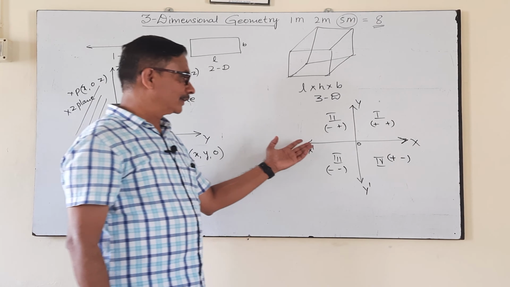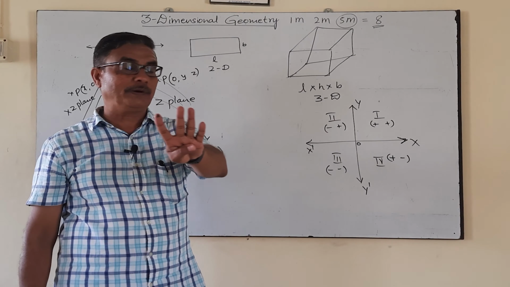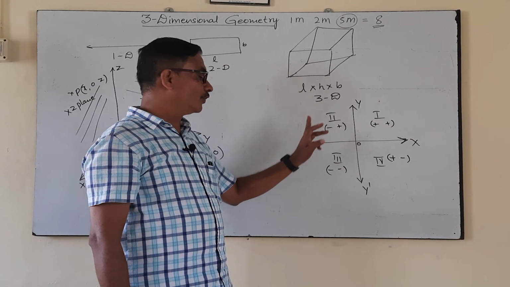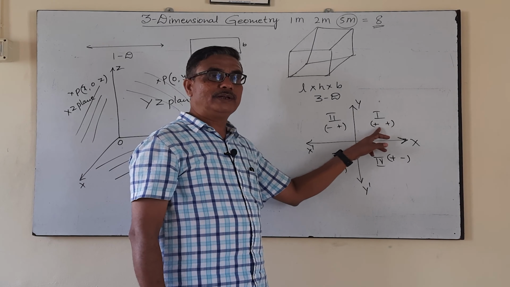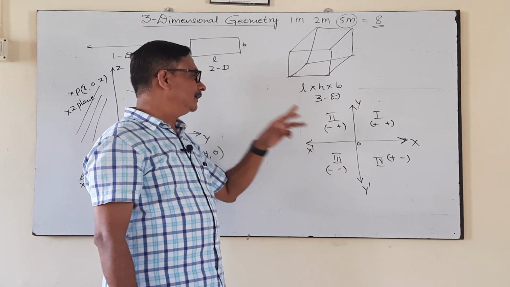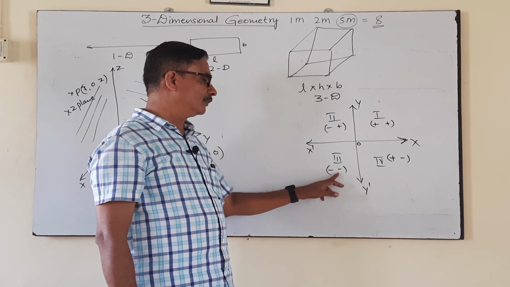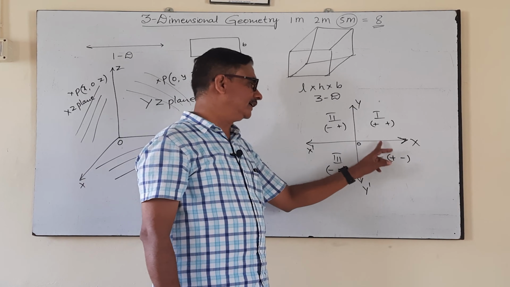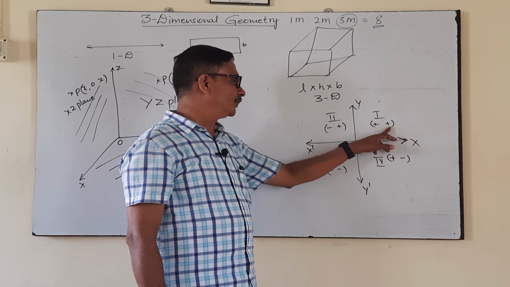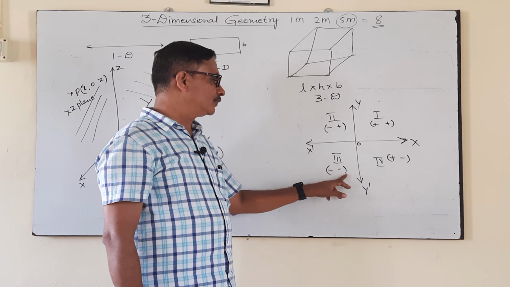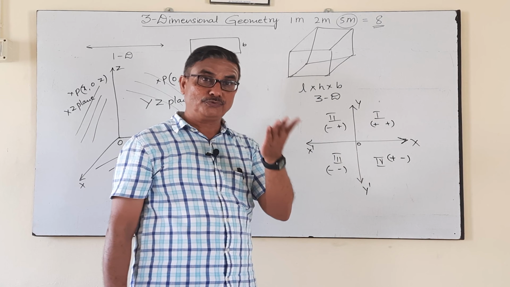So remember, these two axes divide the plane into how many parts? 4 parts, namely first quadrant, second quadrant, third quadrant, fourth quadrant. In the first quadrant, both values are positive. Second quadrant, x coordinate is negative, y coordinate is positive. Third quadrant, both x and y coordinates are negative. And fourth quadrant, x coordinate is positive, y coordinate is negative. So positive, positive; negative, positive; negative, negative; positive, negative. Only in 2D, 2 axes are divided into 4 parts.